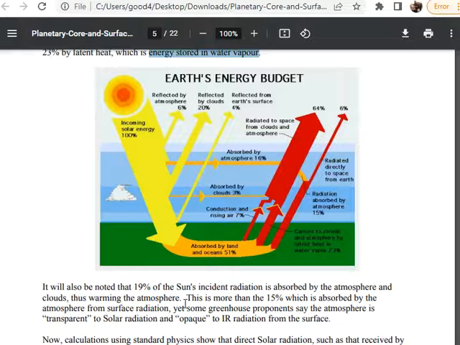And it says more than 15%, which is, okay, I'll read that for a second. It says, yet some greenhouse proponents say the atmosphere is transparent to solar radiation. And I would say, yes, I am a guilty party. The fact that 55% of the visible light makes it through to the Earth's surface, 55% is basically transparent. I would go with that.